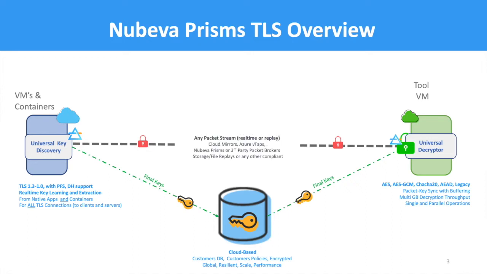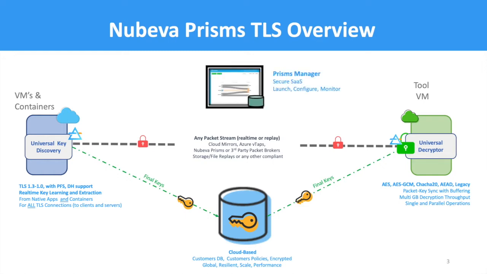The packet stream is going to be real-time using Nubeva Cloud Packet Broker. Now, we're only going to be sending port 443 traffic between the VM and the tool. So we're not going to see anything extra. And that way, any port 80 traffic that we see on our tool, that will actually be decrypted traffic. Finally, all of this is configured from our Prism Manager. So let's get started.